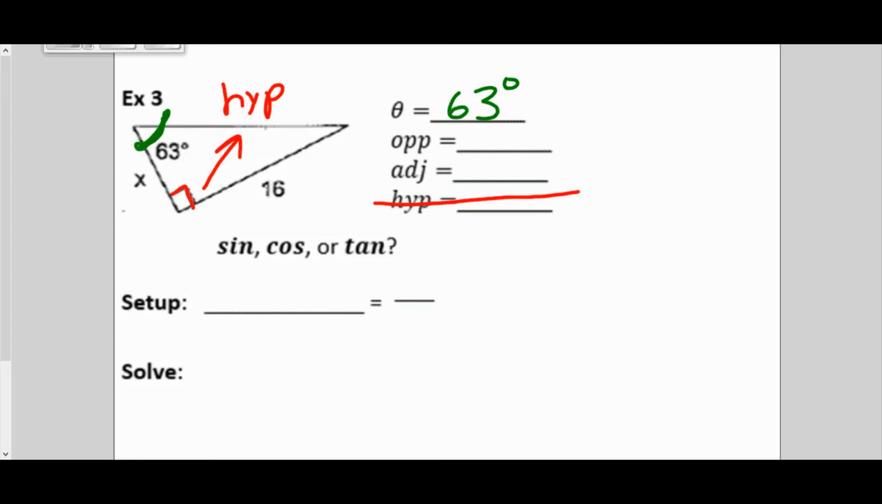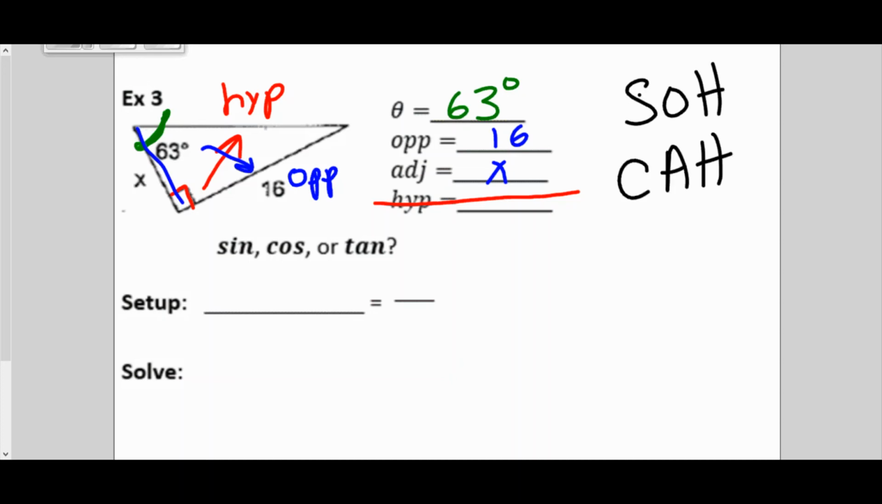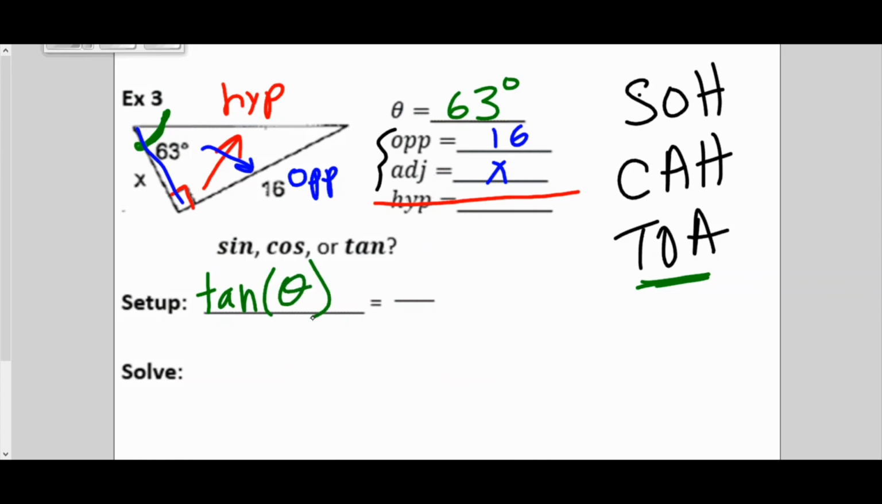Now let's label the side across from 63 as my opposite. So it's a 16. And then the side that's next to 63 is x. So that's my adjacent. So if you write out your 3 trig functions, SOH CAH TOA, which one of those relates opposite and adjacent? So hopefully you can see that that would be the tangent. So for my setup, I would say this would be the tangent of theta equals the opposite, OPP, over ADJ.